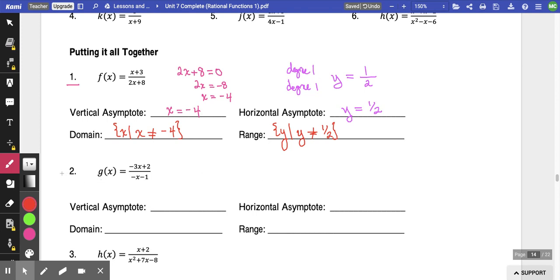All right, now you're going to try number 2 and number 3, and then check them out on the form. Fill in your answers over there.